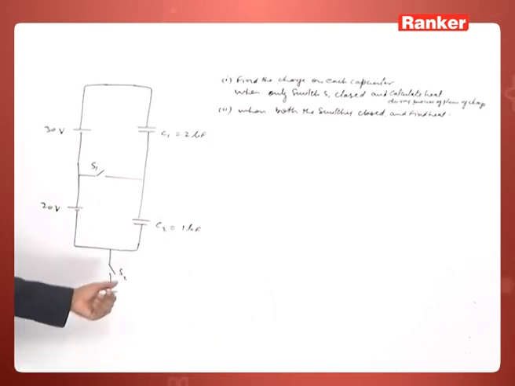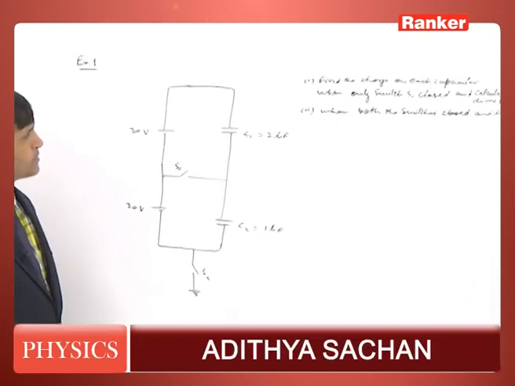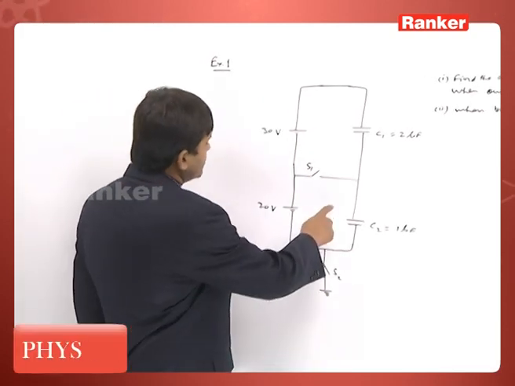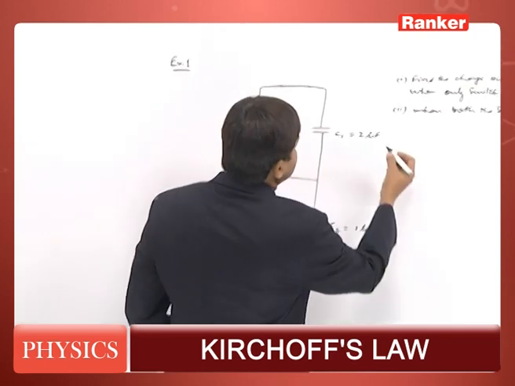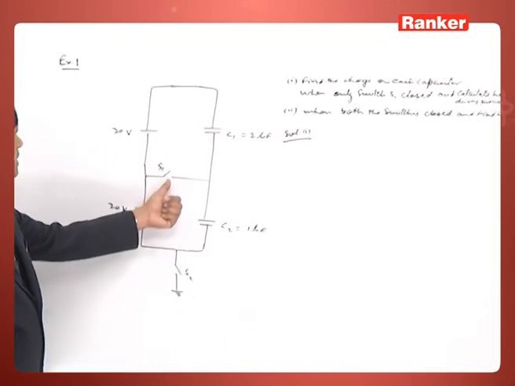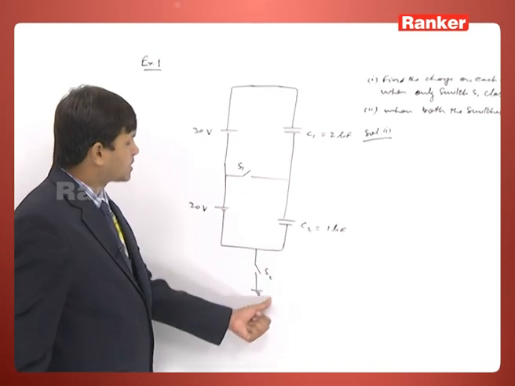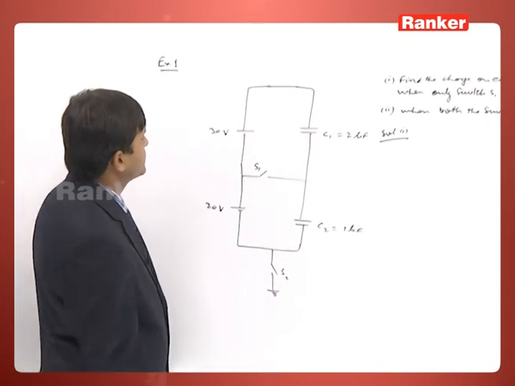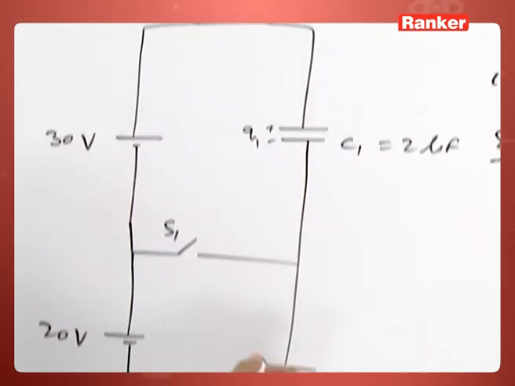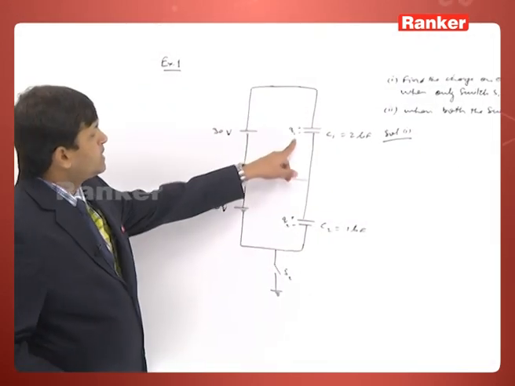Okay, see. Switch S2 is open right now. Now they are asking S1 closed only. When switch S1 only is closed, what will happen in the first part? See the solution of the first part. When switch S1 is the only one closed, S1 closed, S2 open, so there is no role of switch S2, only this one. So during that, let Q1 and Q2 be the charge on each capacitor.